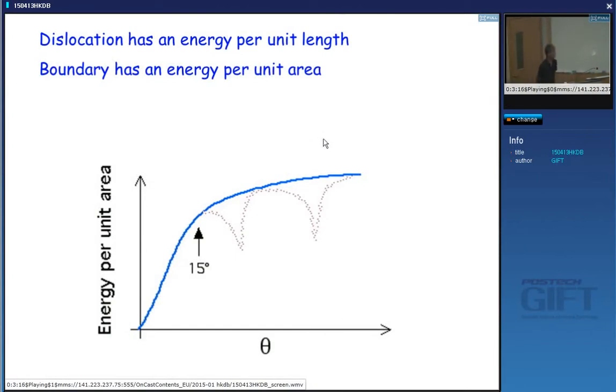Okay. If you have an array of dislocations, then the dislocations will have a certain energy per unit length, right? And we know how the spacing between the dislocations varies with the angle theta. So if I add up the energy per unit length of all the dislocations in a unit area of the boundary, then I get the boundary energy, right? So the boundary energy is in joules per meter squared. And we have a dislocation line energy. Energy per unit length of dislocation.